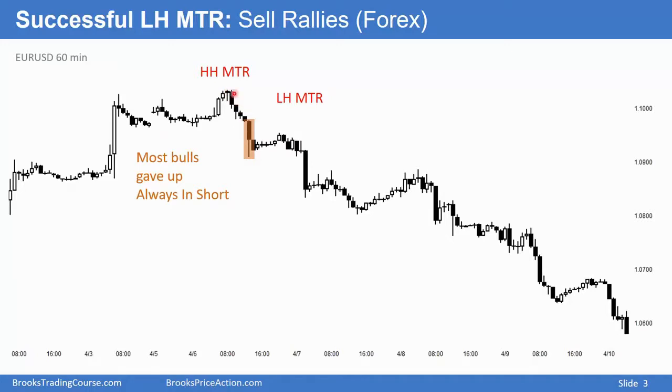A potential higher high major trend reversal, a wedge, 1, 2, 3. Traders believe at this point that the market is going lower, at least for 1 more leg. This is a give-up bar. The bulls are giving up, and the market's now always in short, a bear trend.